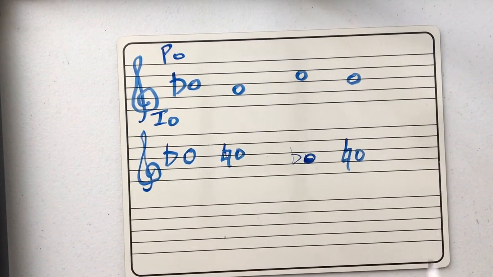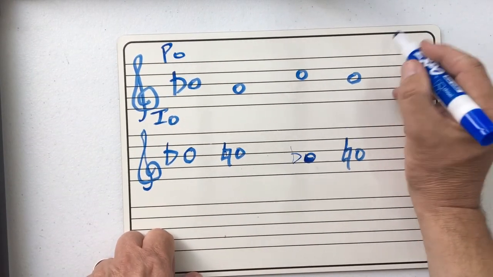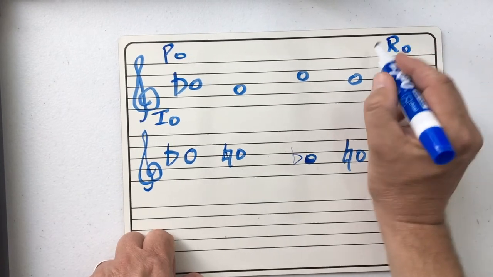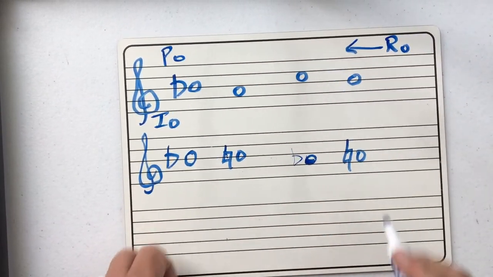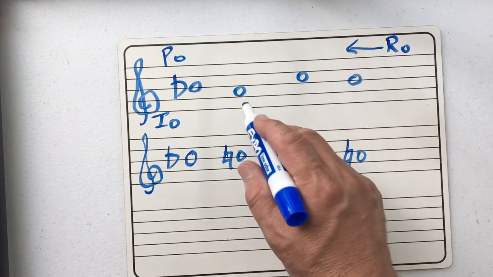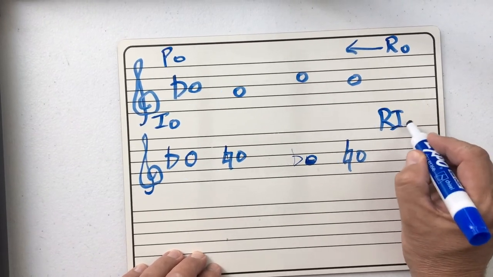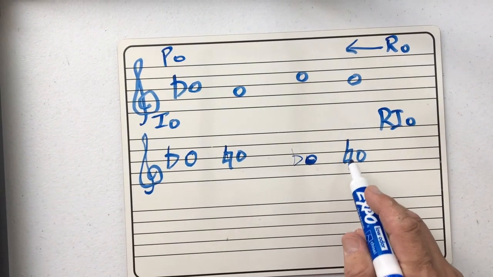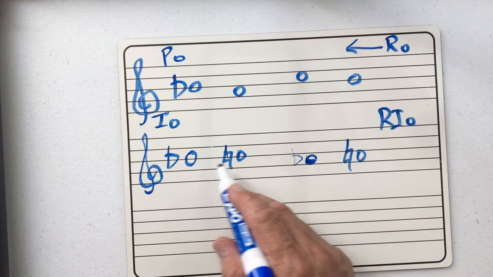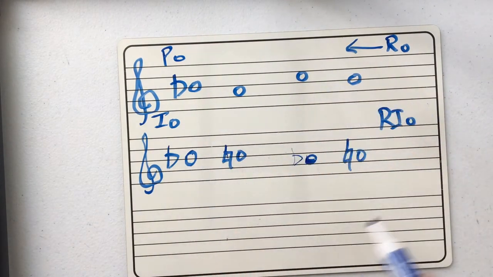We also have our R0, which goes that way. Okay, so the R0 is B, C, A, E flat. And then our RI0, A, A flat, B, B flat. Our first 4 row forms.